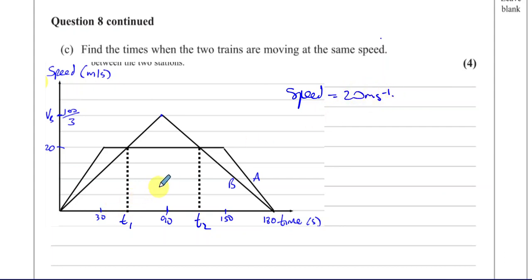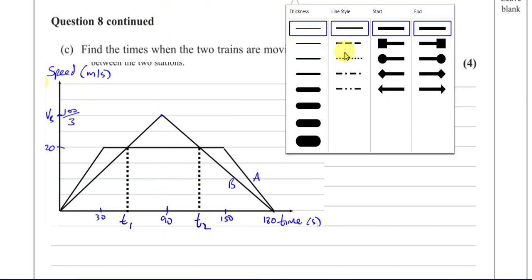We could find this out in a couple of ways. One way we could do this is to work out, let's have a look for this one. I could use some sort of similarity here, because if you think about it, what I have here is a triangle.